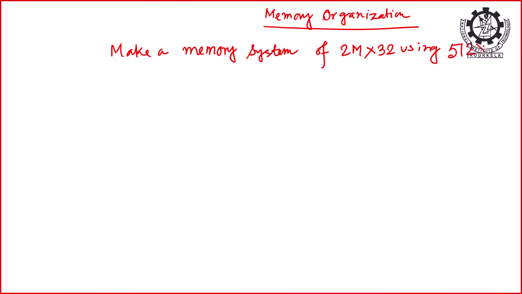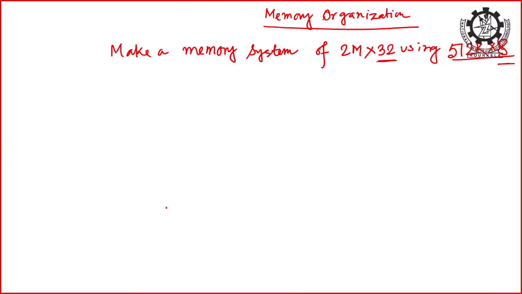using 512 K into 8. Here, what we have to do? We have to make a module which has a word length of 32 bits, but the given memory is 8 bits wide. So what we can do? We can put 4 such memory modules, 512 K into 8, in a row, and if you select a particular row, each row consists of 4 such memory modules, then we will get 32-bit words.